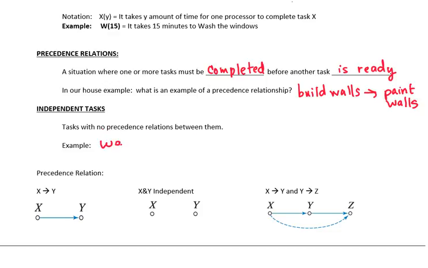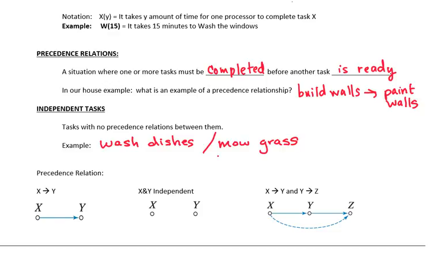So for example, maybe we need to wash the dishes and we need to mow the grass. There's no reason why we couldn't do one before the other, or even if we had two processors or two workers, one could be washing dishes while one is mowing the grass.